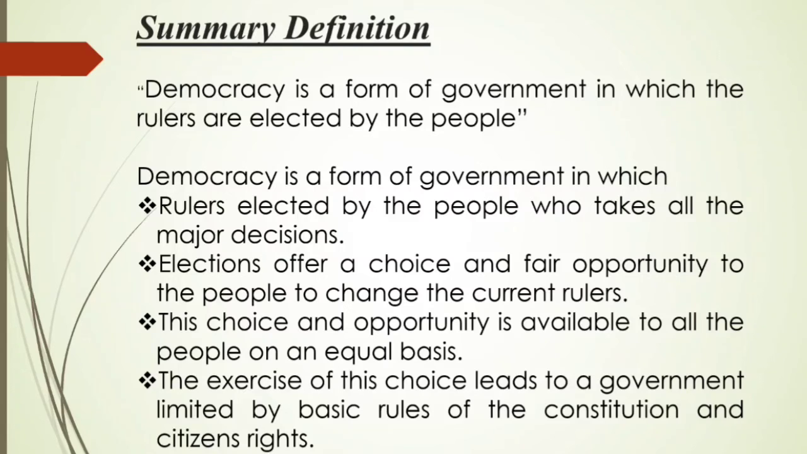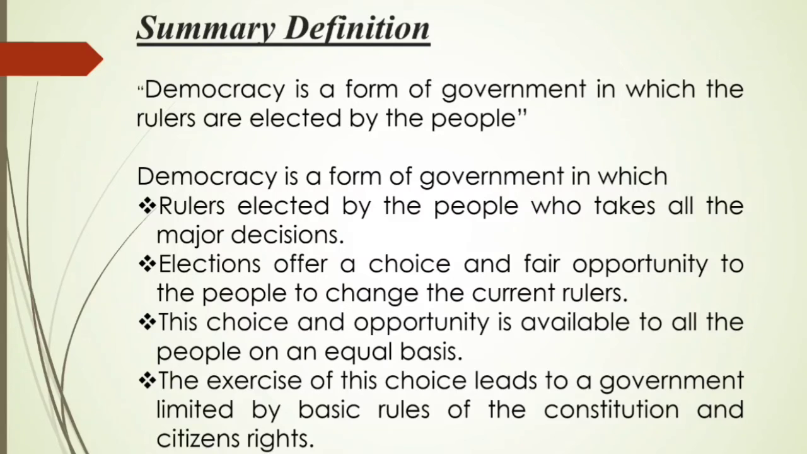This choice and opportunity is available to all the people on an equal basis. What does equal basis mean? In a democracy every person has equal political rights, and every person is allowed to cast their vote. All adult members must be allowed to cast their vote irrespective of caste, color, gender, religion, etc. Every person can cast one vote, and the value of that vote must be considered as one.